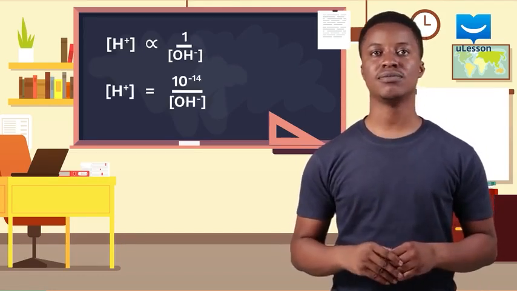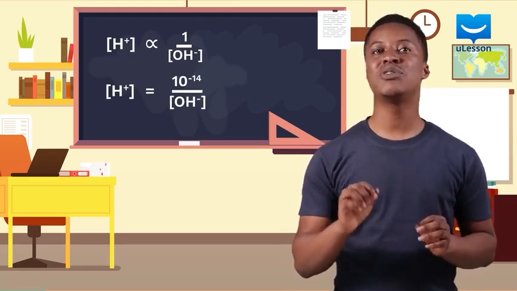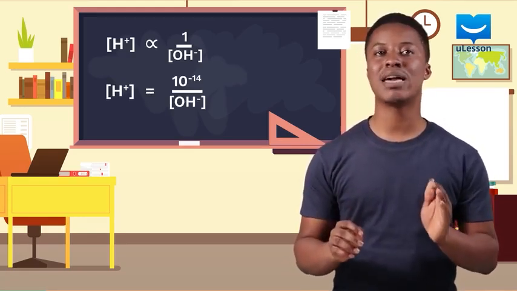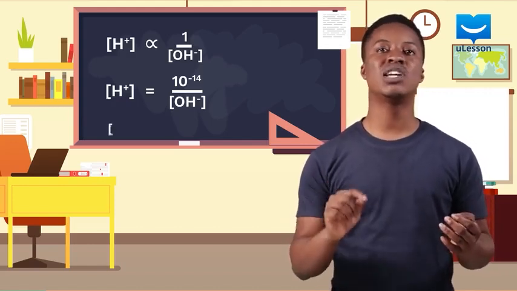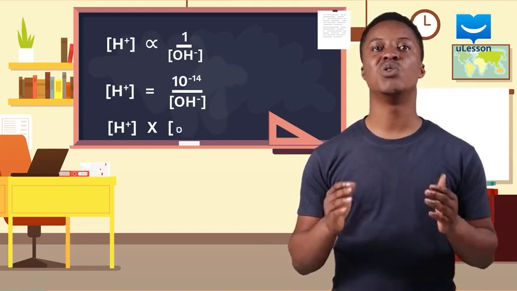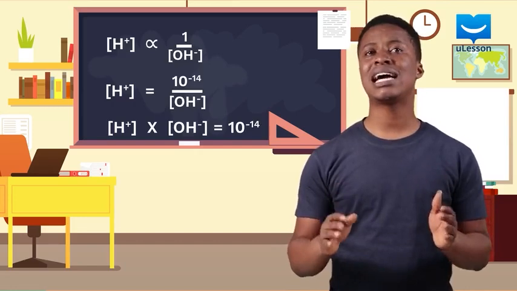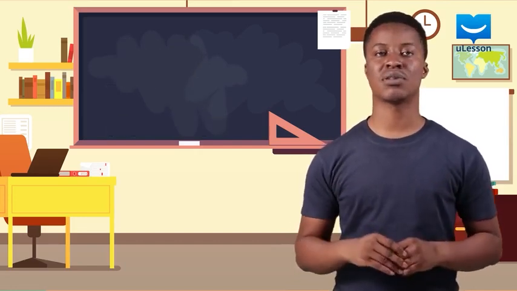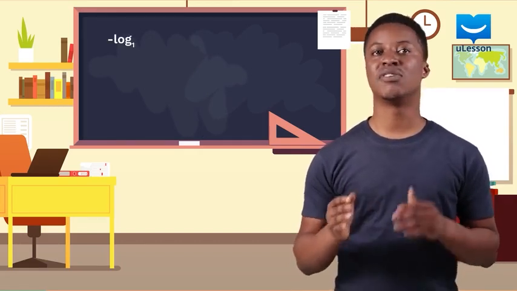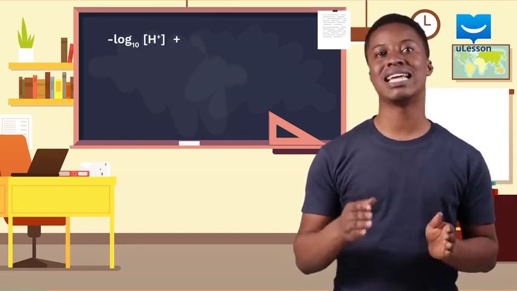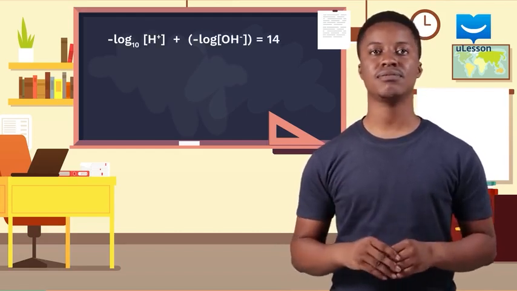We have chosen this constant because the ionic product of water is 10 raised to the power minus 14 moles squared per dm raised to the power 6. Therefore, the product of the hydrogen and hydroxide ion concentration will be equal to 10 raised to the power minus 14. If we apply our knowledge of logarithm to this equation by taking the log of both sides, we will have negative logarithm of hydrogen ion concentration plus negative logarithm of hydroxide ion concentration equals 14.